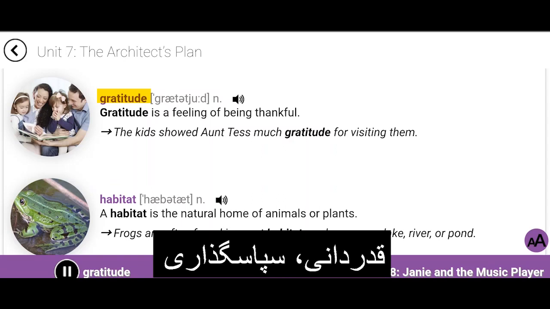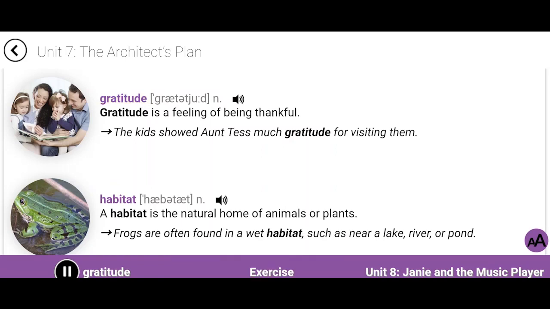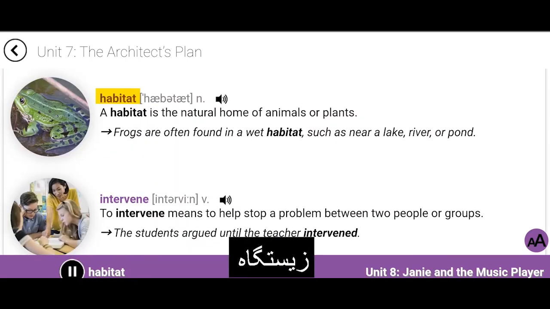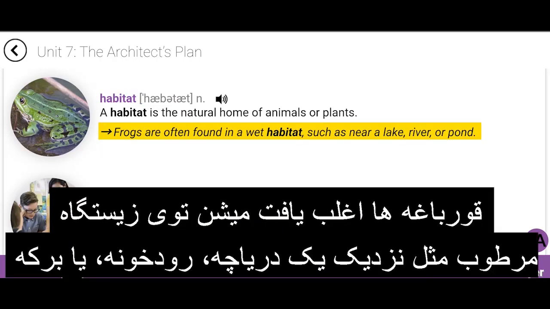Gratitude. Gratitude is a feeling of being thankful. The kids showed Aunt Tess much gratitude for visiting them. Habitat. A habitat is the natural home of animals or plants. Frogs are often found in a wet habitat, such as near a lake, river, or pond.